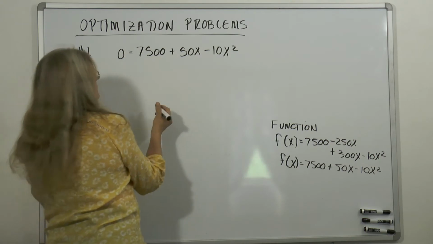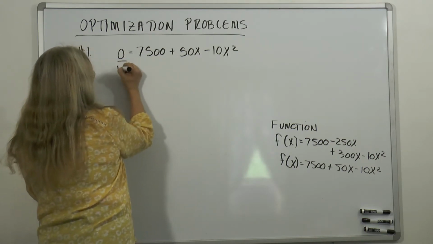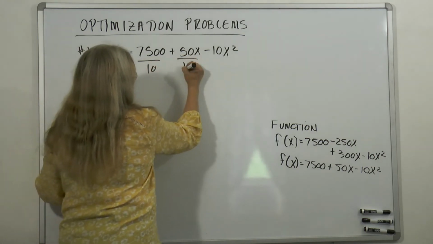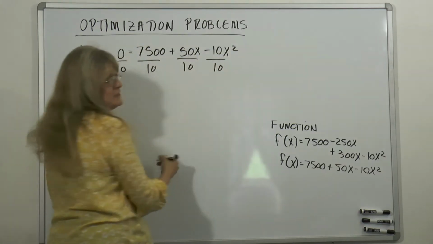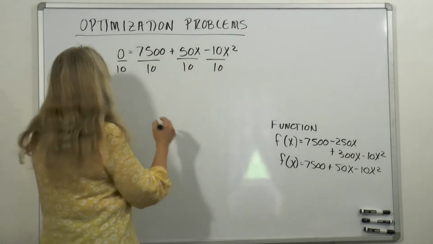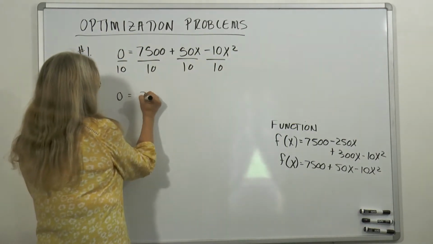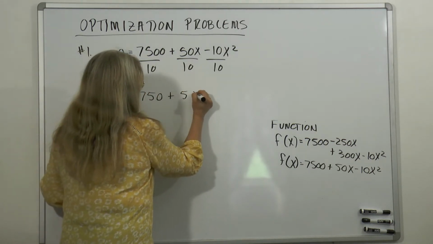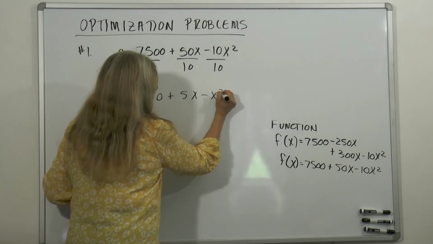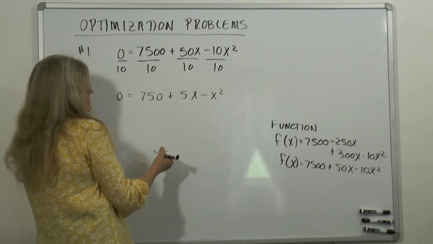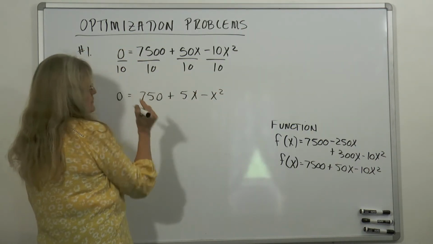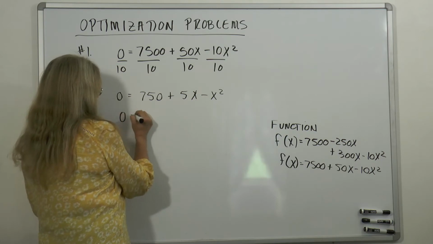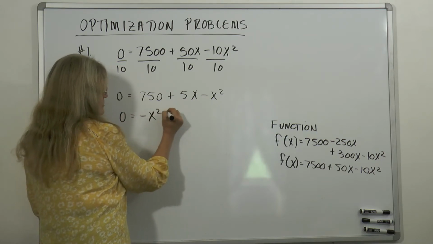Okay. First thing I'm going to do is divide everything by 10. As long as I do every term in the problem, that's legit. So that's 0 equals 750 plus 5x minus x squared. Well, to factor that is really hard for me. Okay, so I have to write it like this. I have to have the x squared first.